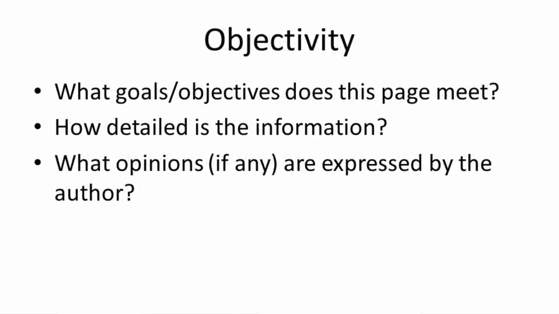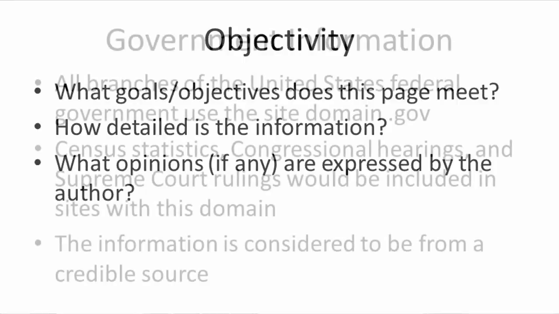Lastly, objectivity. All sites have some degree of bias, if only because of the information that the authors choose to present. Some sites are deliberately on one side of a controversial issue. However, a site that strives to be objective must present information with a minimum of bias. Let's look at some examples.